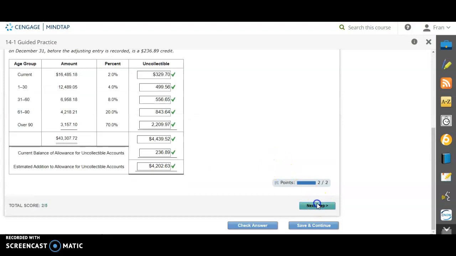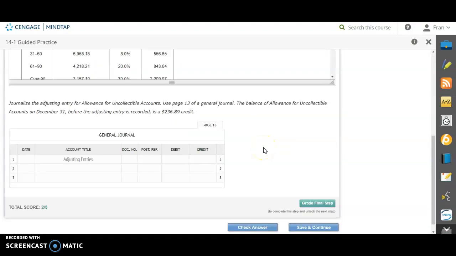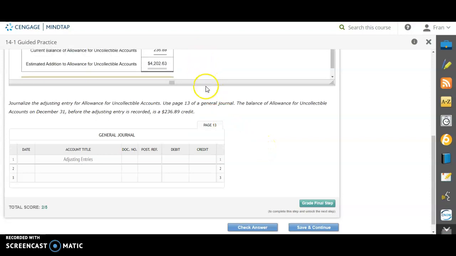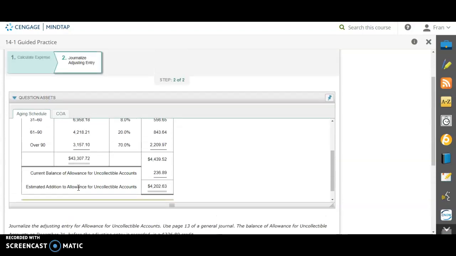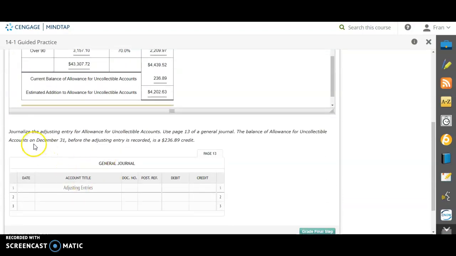All right, and the next step is very, very easy. We're simply going to journalize this. So this is going to be an adjusting entry, and let's look and see. The date is December 31st. As we know, we do the adjusting entries at the end of the month. After we get our totals of all our accounts, we do the adjusting entries. All right, so this adjusting entry is two parts.